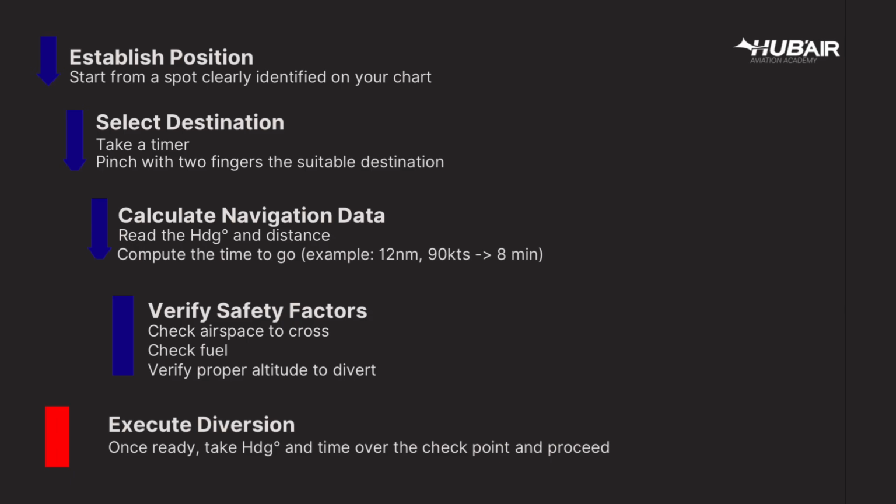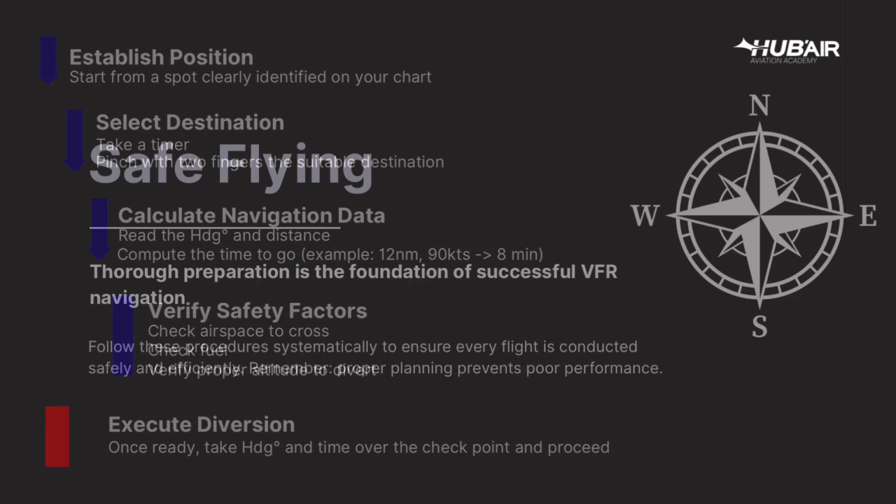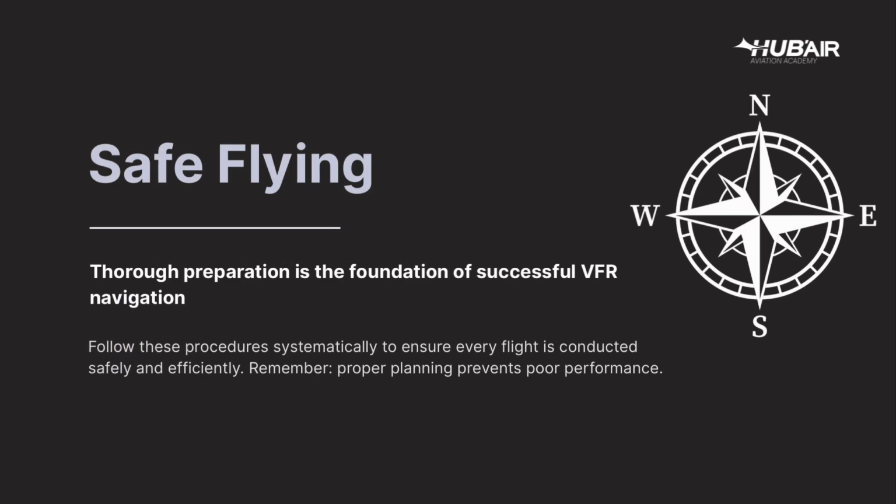Verify safety factors. Check fuel. Check airspace to cross. Verify proper altitude to divert. Execute diversion. Once ready, over the checkpoint, take heading, timing, and proceed to alternate. This time, the landmarks come from the outside, meaning we navigate from the outside world to the map. Follow these procedures systematically to ensure every flight is conducted safely and efficiently. Remember, proper planning prevents poor performance. Thorough preparation is the foundation of successful VFR navigation.